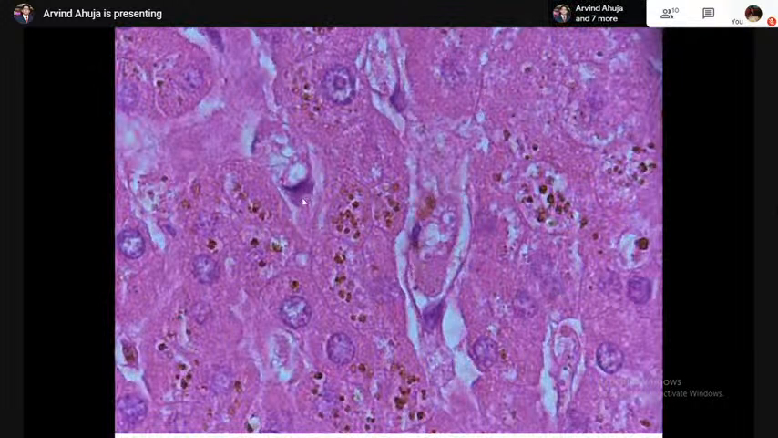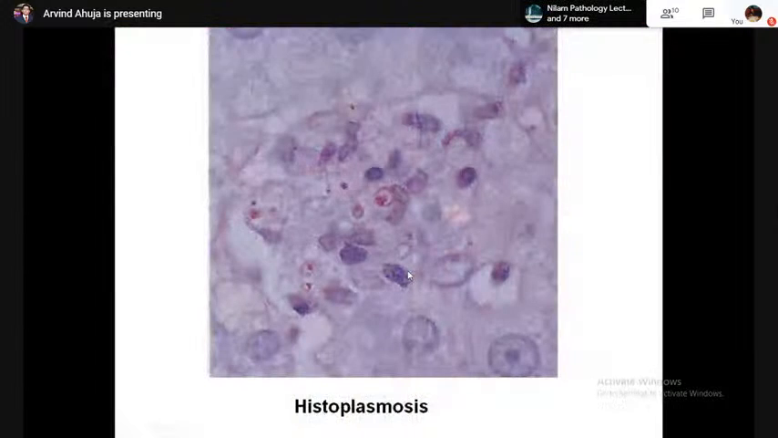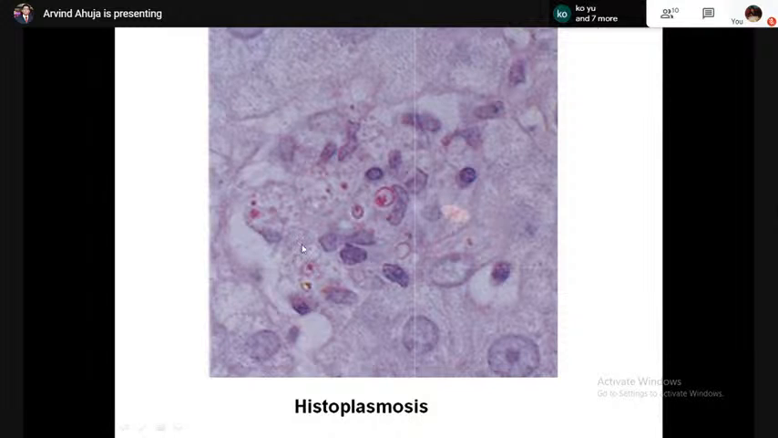Another field showing these organisms with perinuclear halo or capsule inside the Kupffer cells with the nucleus pushed at the periphery. These are the nuclei of the hepatocytes, and you can see there is some cholestasis. So on PAS, it highlighted this organism. So it was basically histoplasma, and the patient was treated thereafter with antifungal, and the patient became all right.